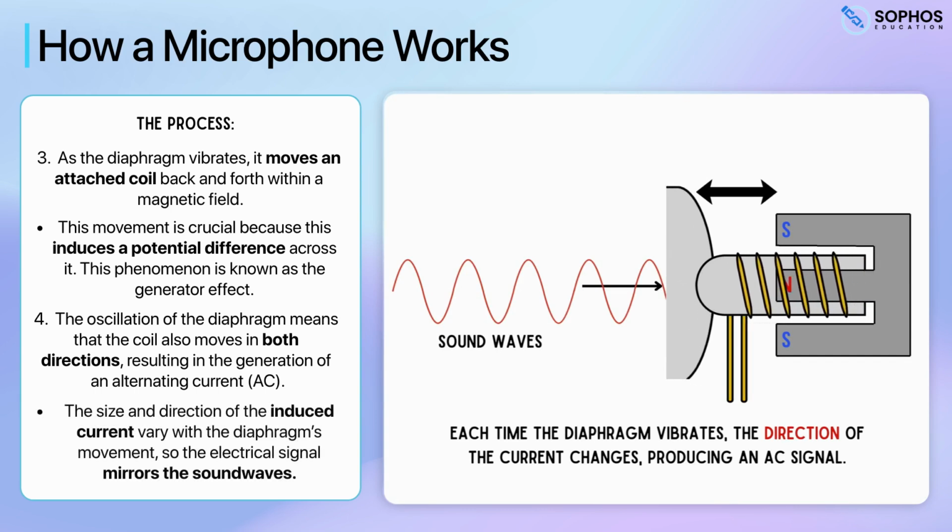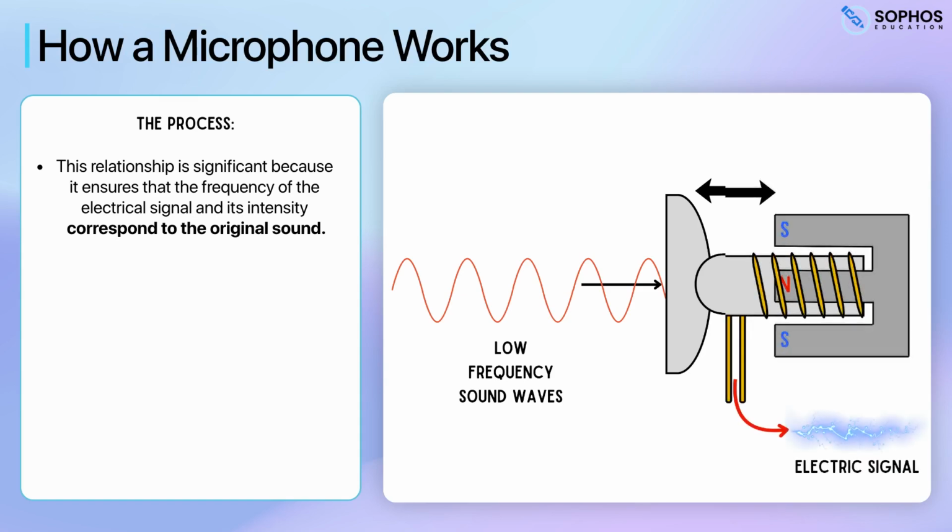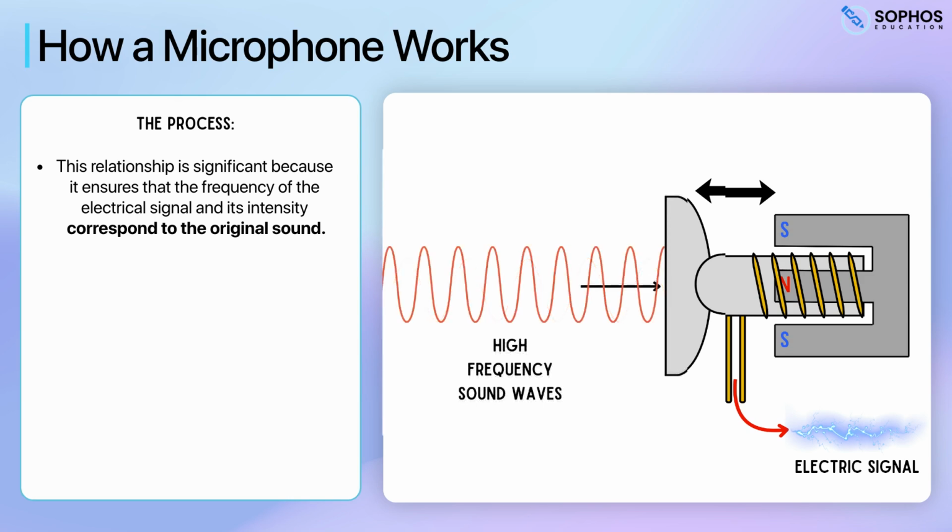The size and direction of the induced current vary with the diaphragm's movement, which means the electrical signal created mirrors the fluctuations in pressure of the original sound waves. This relationship is significant because it ensures that the frequency of the electrical signal, indicating how often the sound wave cycles, and its intensity, reflecting how strong the sound wave is, correspond to the original sound. As a result, the electrical signal retains the characteristics of the sound, effectively capturing its nuances.